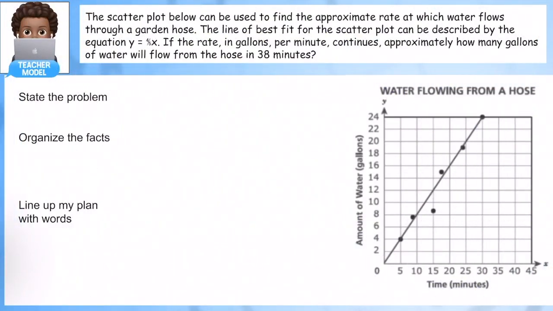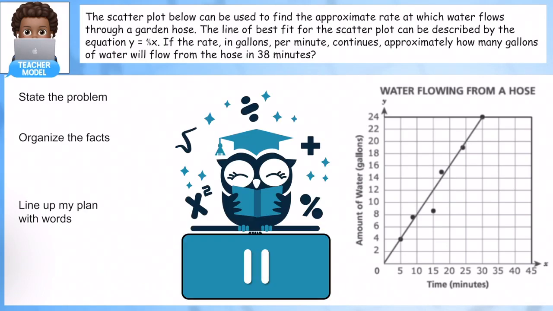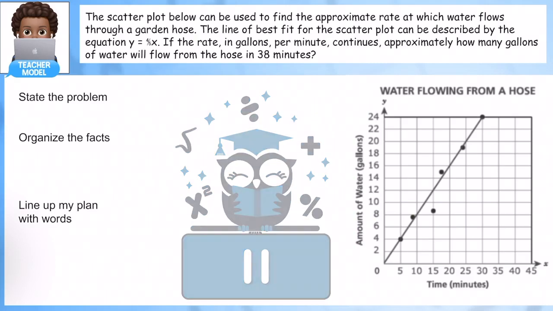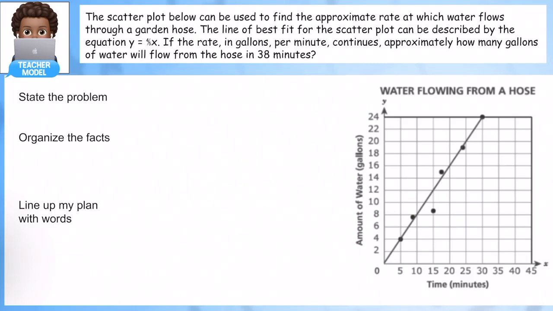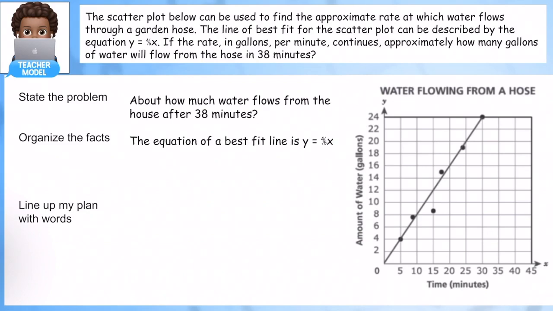Here's our second scatter plot question for today. Take 10 seconds to just read through it on your own. All right, so what are they asking? They want to know about how much water flows from the house after 38 minutes. That's the basic gist. We can see they gave us an equation for the best fit line as y equals 4/5 x. Notice there is not a y-intercept because the y-intercept is just 0, 0.